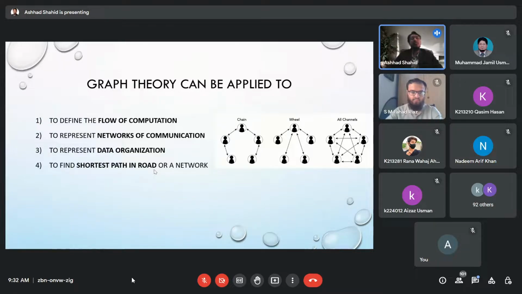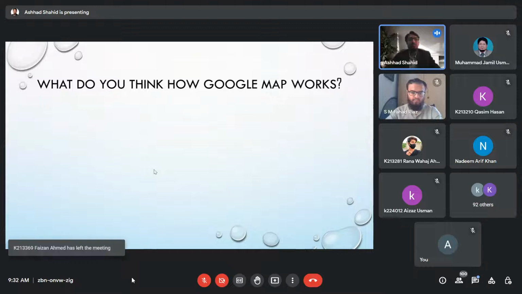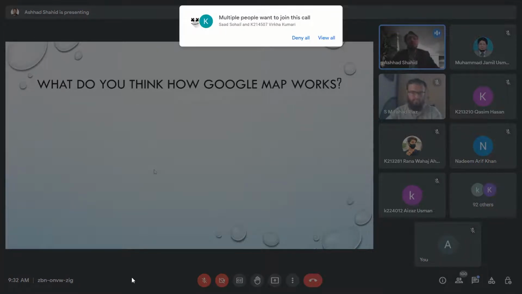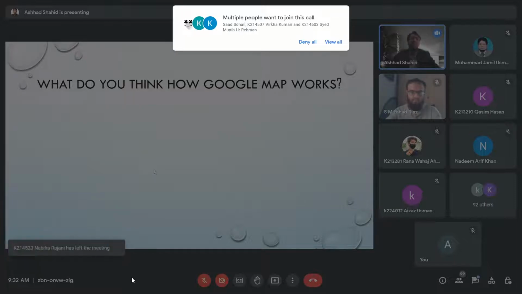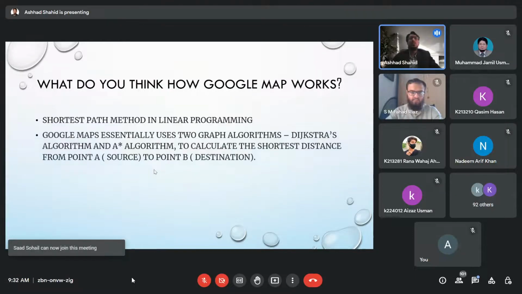The fourth point is finding the shortest path in a road network. You know this point, like the Dijkstra algorithm. The Dijkstra algorithm is one of the algorithms that is also used by Google Maps. I've answered this question: what do you think, how does Google Maps work? Google Maps works with two sorts of algorithms. One is the Dijkstra algorithm, and the other is the A-star algorithm. There is a slight difference between these two algorithms, although both are used for finding the shortest path.